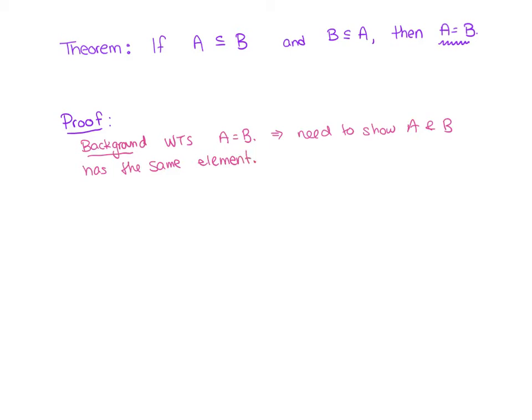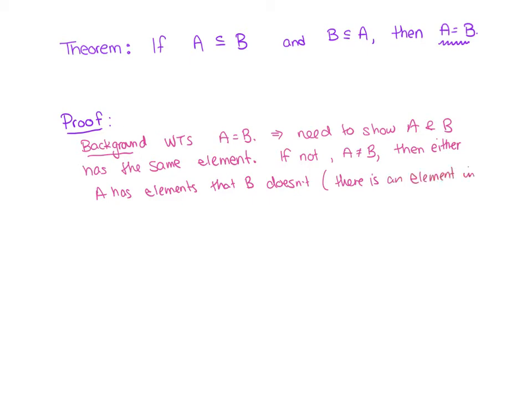Okay, so maybe they don't have the same elements. Let's think about what would happen. So if A is not equal to B, then either A has elements that B doesn't, or in other words, there is an element in A which is not in B. So that's the first thing that could happen.